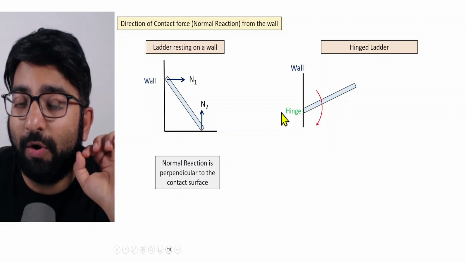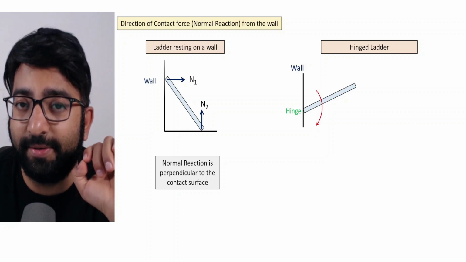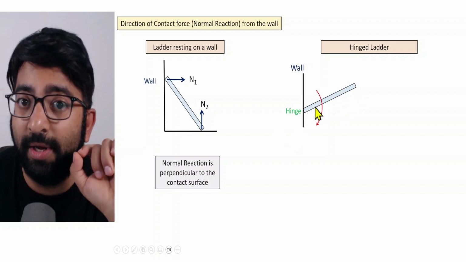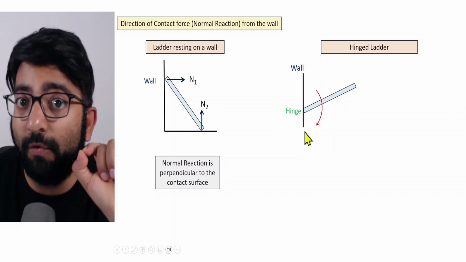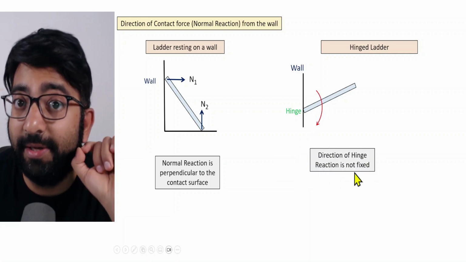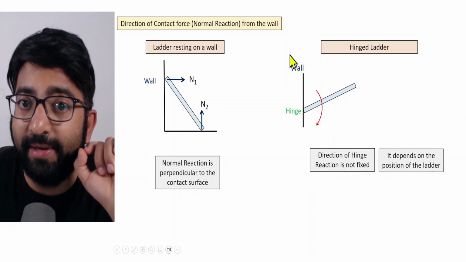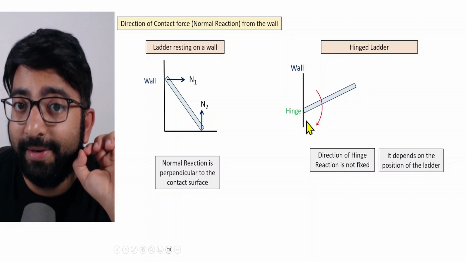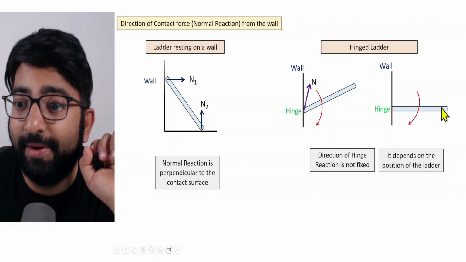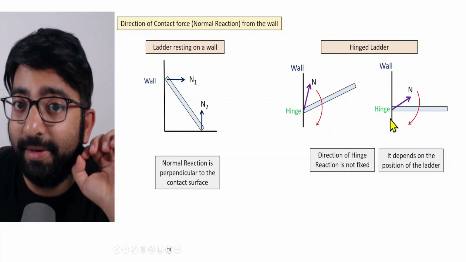And in case of hinged objects, the normal reaction has been given a special name. It is called the hinge reaction. So, in all questions of rotational mechanics, whenever an object is connected to a hinge, the object is going to experience a force which is called the hinge reaction. And please note, direction of hinge reaction is not fixed. It always depends on the position of this ladder. So if we consider this orientation of the ladder, the direction of hinge reaction might go in this direction. On the other hand, let's say if the ladder is in the horizontal direction, then the direction of hinge reaction might be acting in this direction.